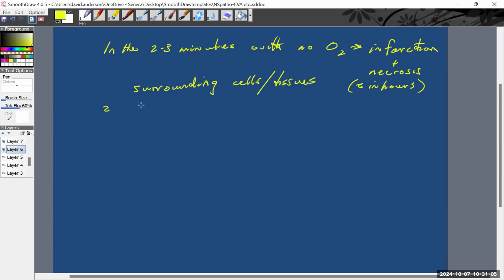The surrounding tissues that are maybe not completely devoid of oxygen, but with less oxygen supply because of collateral blood supply, and we're going to look at that blood supply in a minute and see some of that collateral blood supply, is described as a penumbra.